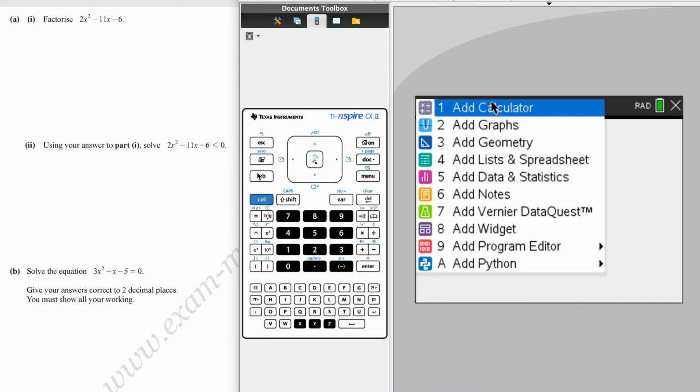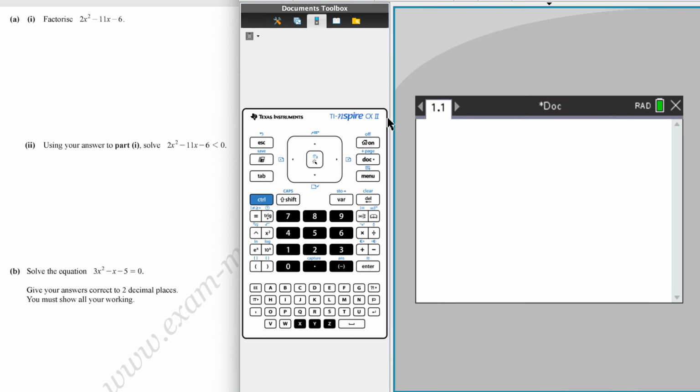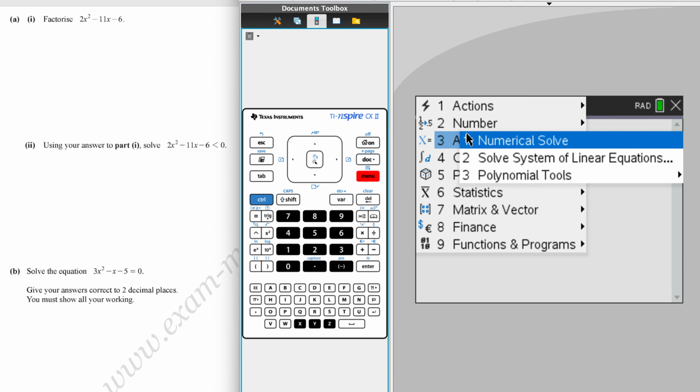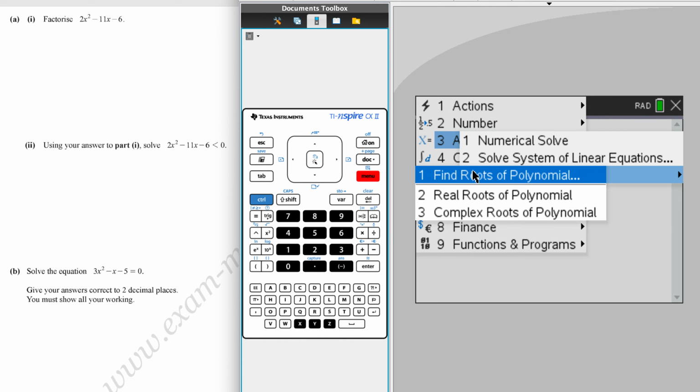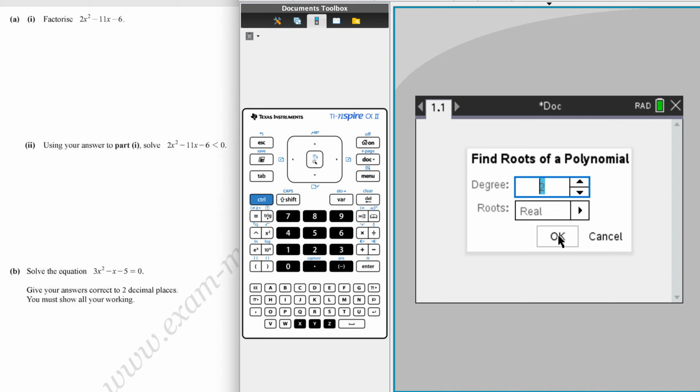Going to use GDC to solve the questions here. First, factorize 2x squared minus 11x minus 6. Choose add calculator, and then we choose menu, algebra, and number 3, polynomial tools. Find roots of polynomial. As the highest degree is 2, we're going to choose that.